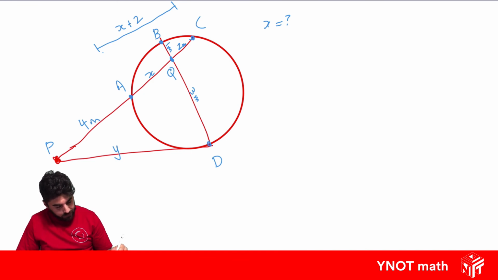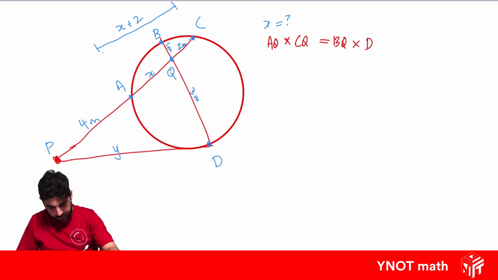Now, to solve for x, we can use our theorem of intersecting chords. Here we have two chords that intersect. So we can use the fact that AQ multiplied by CQ is going to equal BQ multiplied by DQ. So we've got AQ multiplied by CQ is going to equal BQ multiplied by DQ.